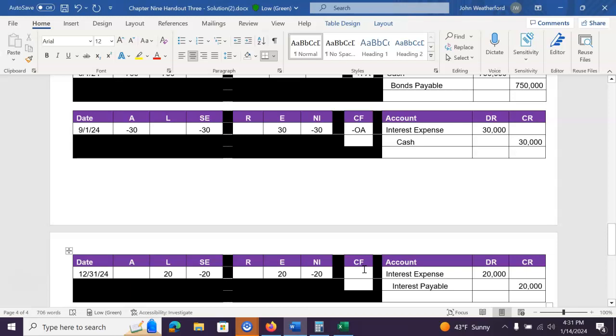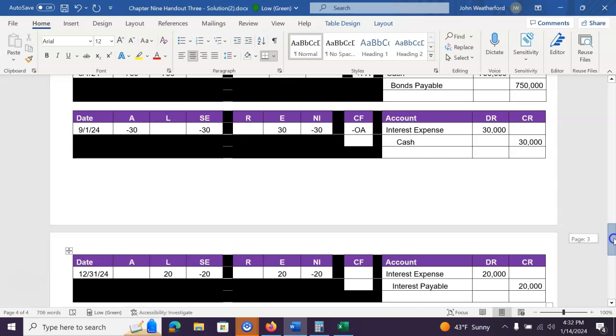It's what, 4/6 or what, 2/3 of the interest would have accrued by the end of the year. 20 grand, of course, is 2/3 of 30 grand. Cash was not affected. Expenses increased by 20,000, causing net income and stockholders' equity to decrease by 20,000. And then our liabilities increased by 20,000. That's the interest payable.